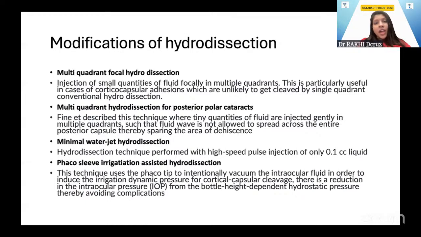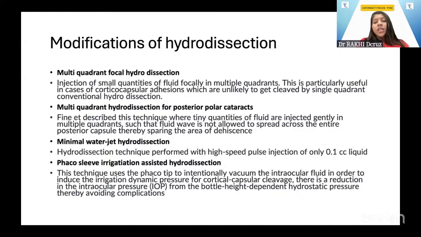Coming to modifications of hydrodissection. Now we have multi-quadrant focal hydrodissection, which is injection of very small quantities of fluid focally in multiple quadrants. This is very useful in cases with corticocapsular adhesions, complicated cataracts, and when you suspect some zonular weakness. Similarly, the usual school of thought was that in posterior polar cataracts you should not do hydrodissection, only hydrodelineation. But Fine et al. have described a technique known as multi-quadrant hydrodissection itself for posterior polar cataracts.